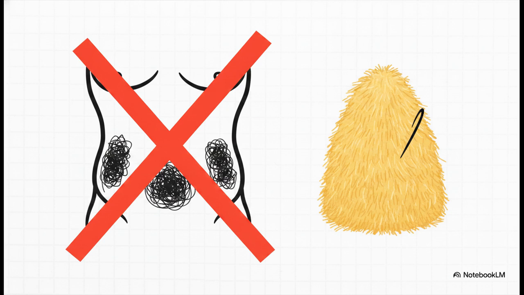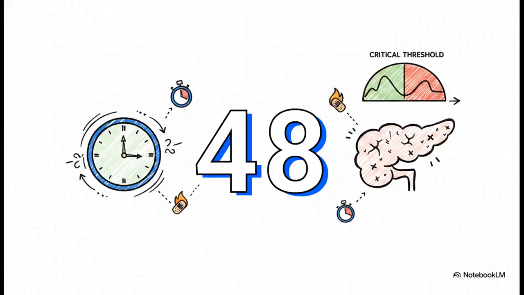These signs of complicated hemorrhagic pancreatitis are incredibly rare. They occur in only about 1% of cases, and they often appear way late in the game, well past the 24 to 48-hour mark. And actually, speaking of that time frame, the number 48 is incredibly important. 48 hours is our critical threshold for classifying the severity of the disease based on the duration of organ failure.